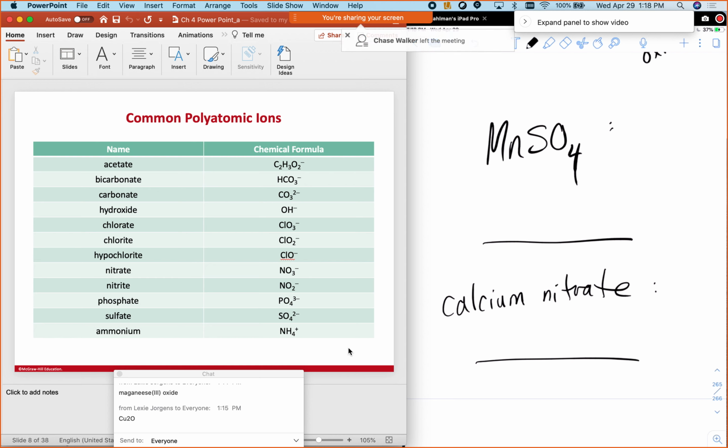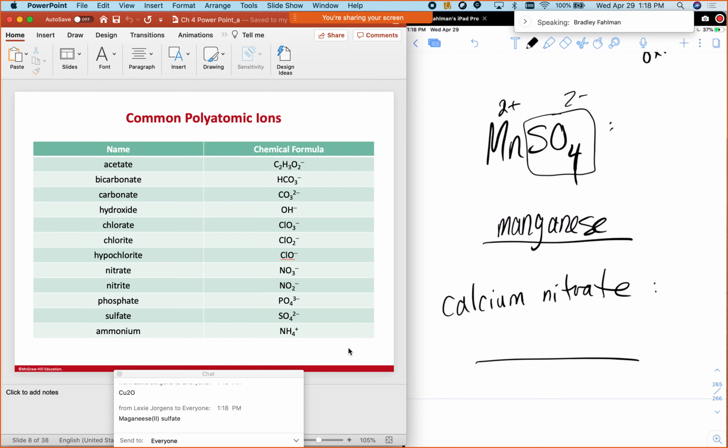So MnSO4. Yeah, manganese 2. It's recognizing each of those, the sulfate is 2 minus, and that has to mean that's 2 plus. So manganese 2 sulfate. Some books would call it this too. I'm not going to, obviously, on the exam pick one or the other.